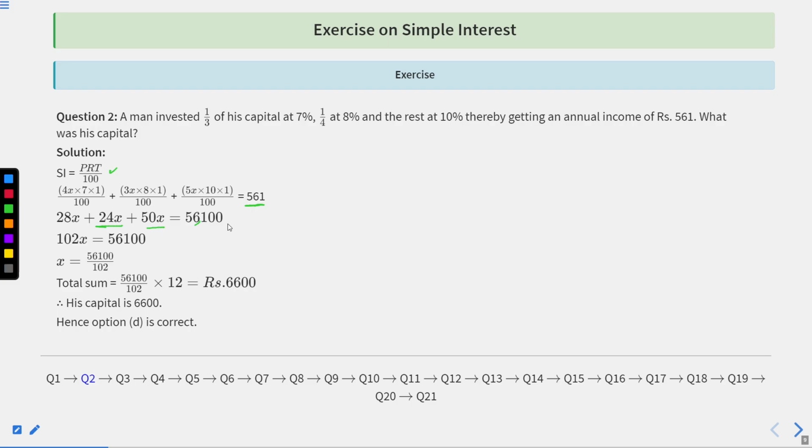So when you simplify this, you will get x equal to 56,100 upon 102. So the total sum is equal to 56,100 upon 102 into 12, which is equal to 6,600. So therefore, his capital is 6,600. Hence, the option correct here is option D.